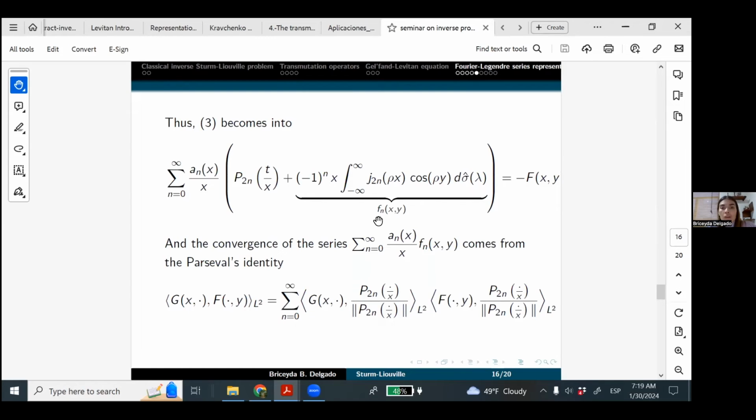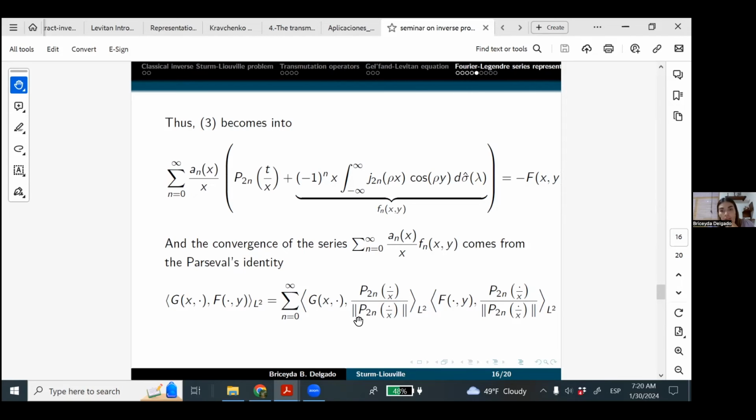So the convergence of this series comes from the Parseval identity. This expression will be equal to the inner product between f and g, because by the Parseval identity, this inner product is equal to this expression.